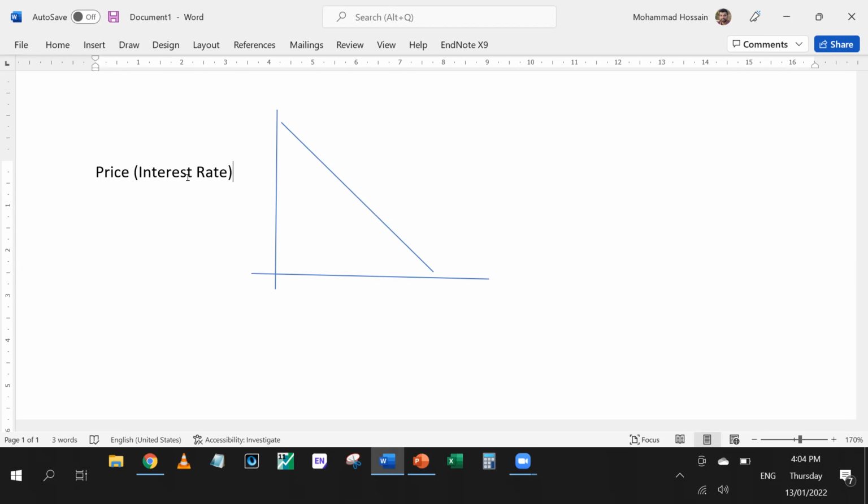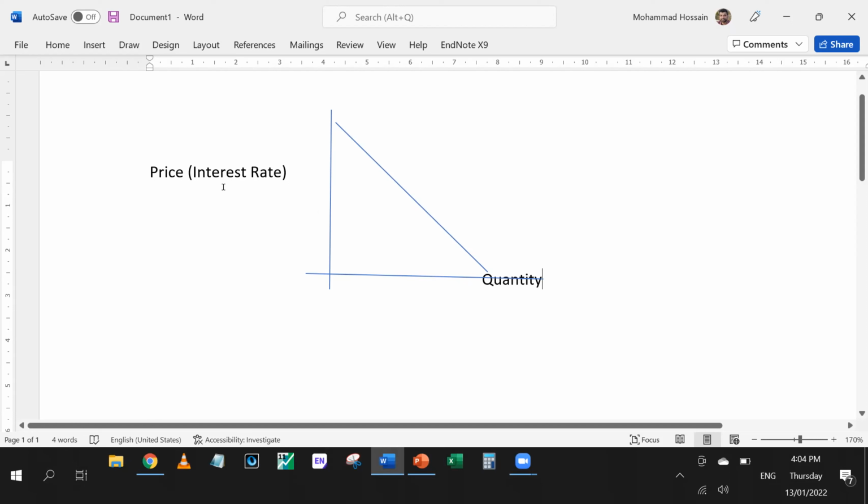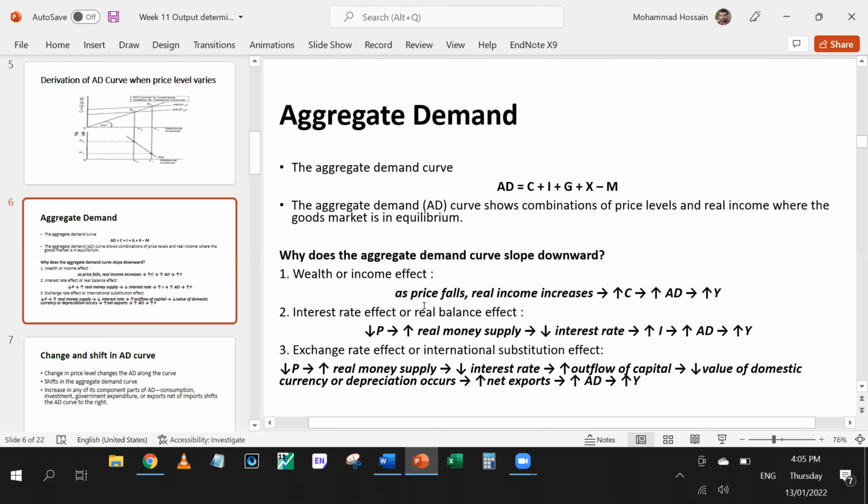And this side, we call the quantity of money. So when there is more quantity, more supply of money, the price will drop. It means the interest rate will drop. When there is more supply of any goods, the price will drop. Same for money. When there is more supply of money, the price of money will drop. That's what they mean here.